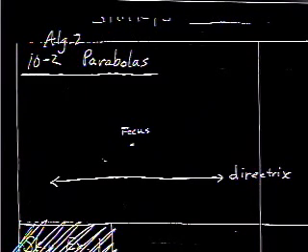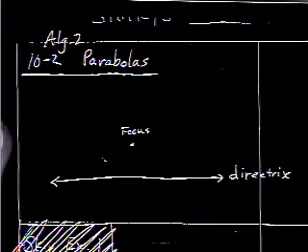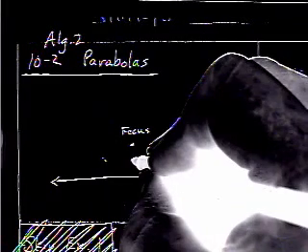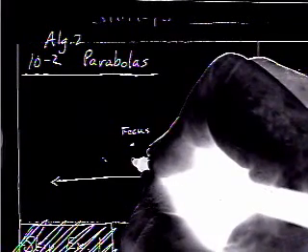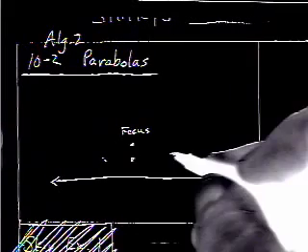Now, this point and this line are not actually a part of the parabola, but they are used in creating the parabola. So let's just see how this works. We need every point that we can find that has the same distance between that point and the focus and that point and the directrix. So let me find the first one. Right there is the first one.